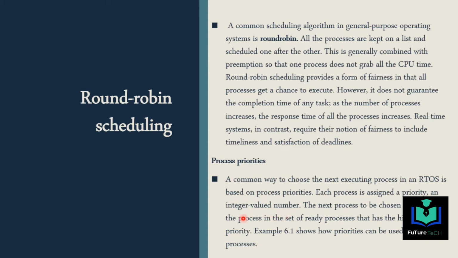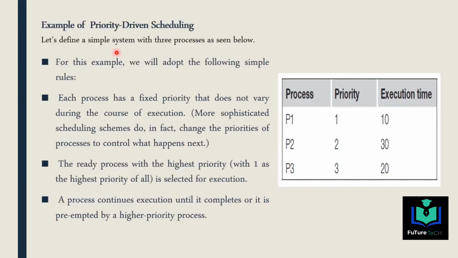This is explained by means of an example. Let's see the example. An example of a priority driven scheduling algorithm is given here. Let's define a simple system with three processes as seen below. So we have taken three processes or tasks.